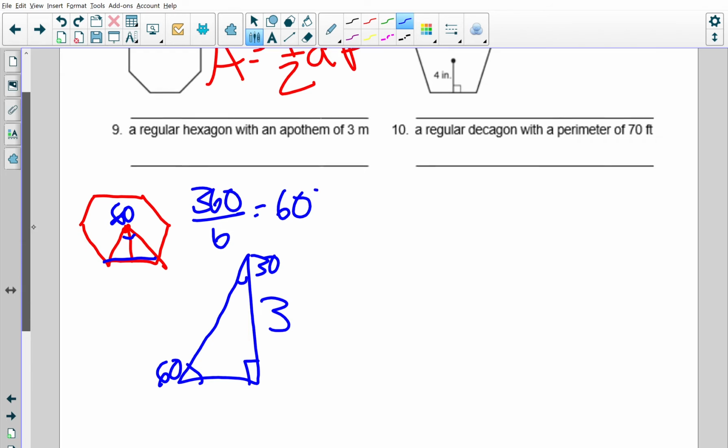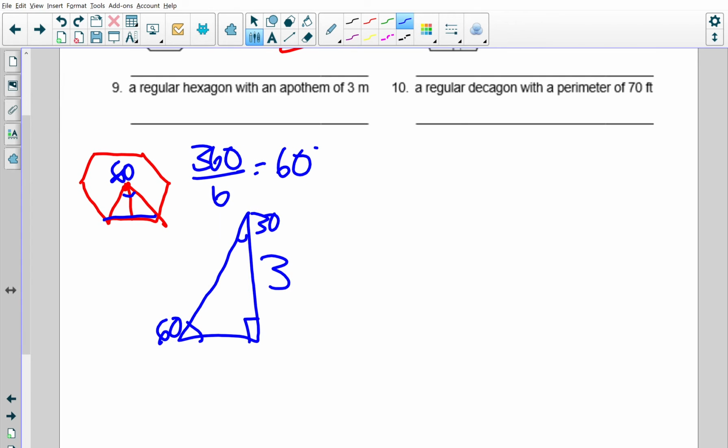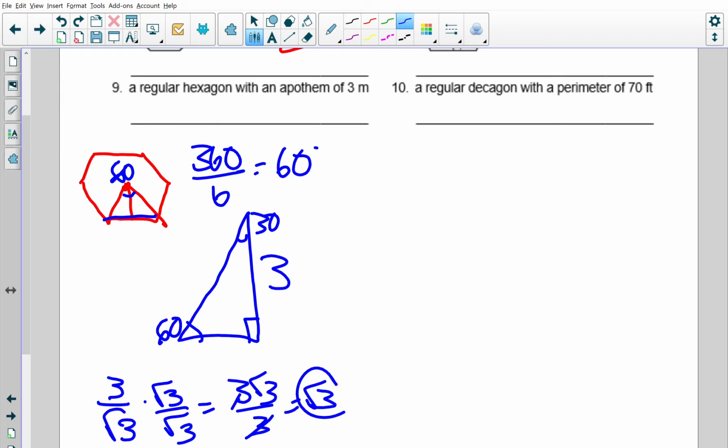Well, if that was 3, remember that's the longest leg opposite the 60. So when you divide 3 by root 3, you have to rationalize, and you end up getting 3 root 3 over 3, which equals root 3. Pretty cool. Well, if that's the case, this has to be root 3.